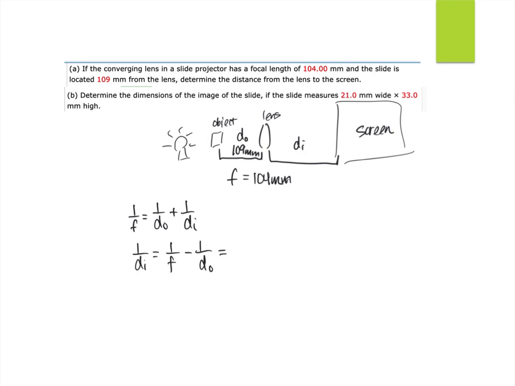In this case, although we weren't told, this focal length has to be positive. Our lens has to be a converging lens, or we're not going to be able to put an image on a screen. We can only get a real image on a screen. A virtual image would not appear on a screen.